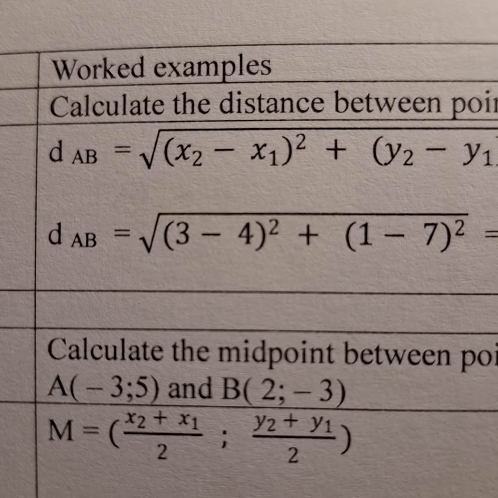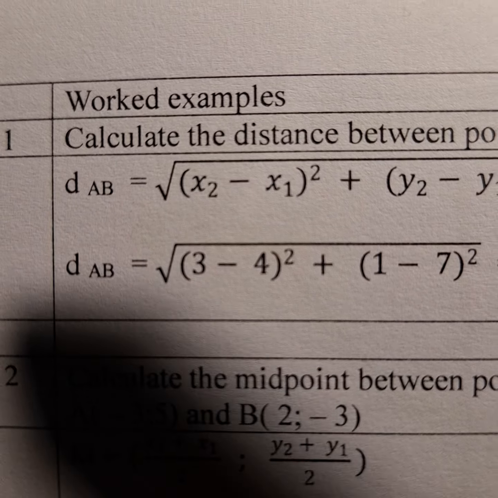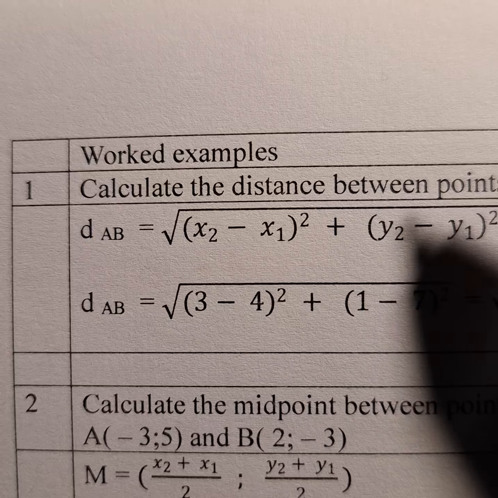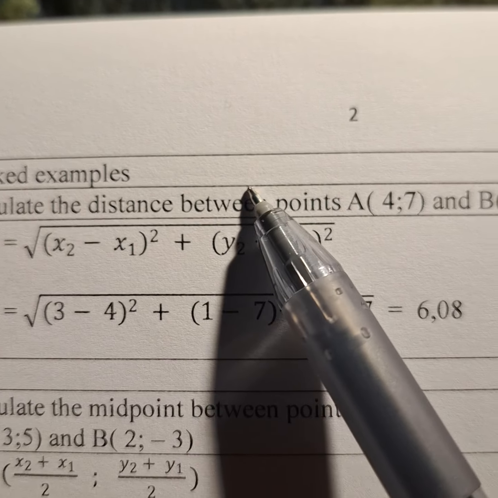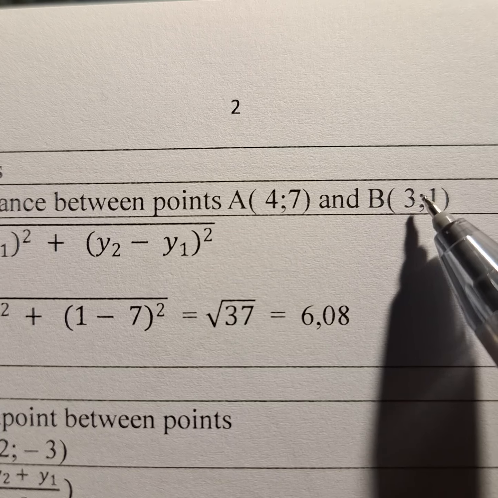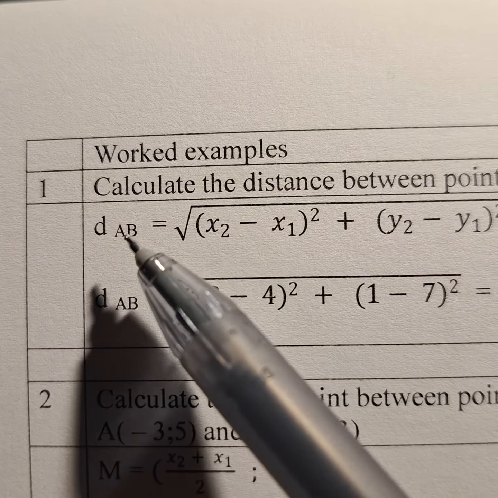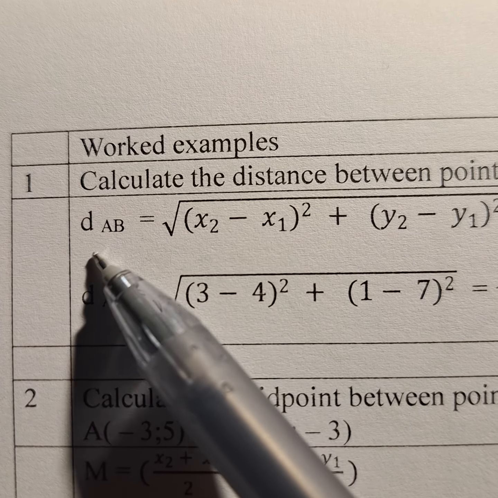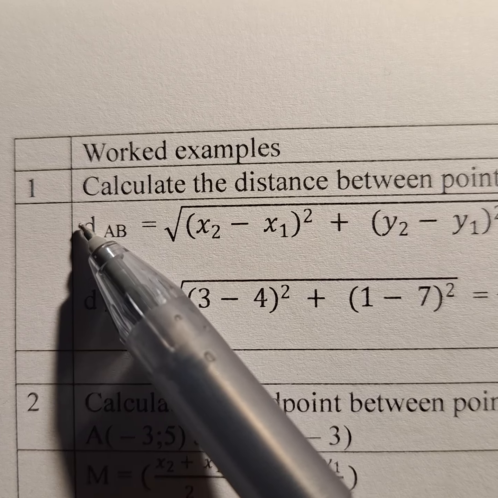Alright, so let's pick it up then from here. Here's an example. We are asked to calculate the distance between 2 points A (4, 7) and B (3, 1). Now, very importantly, remember the distance of AB, as we had learned.